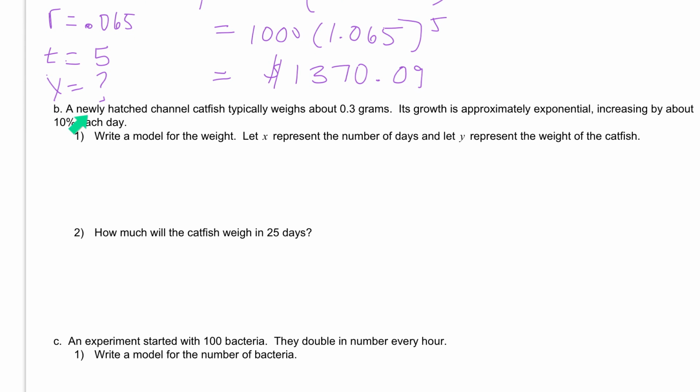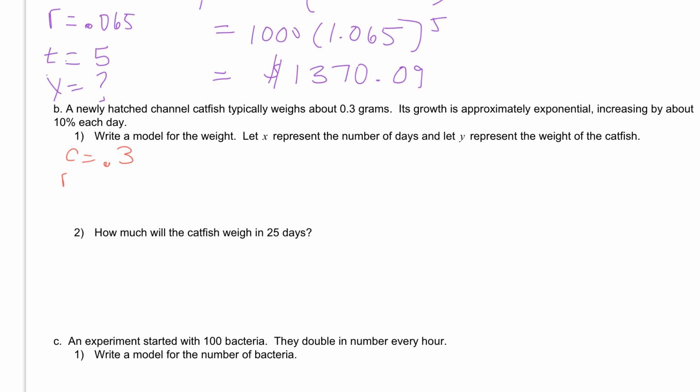Letter B says a newly hatched channel catfish typically weighs about 0.3 grams. Its growth is approximately exponential, increasing by about 10% each day. Write a model for the weight. Let X represent the number of days, and let Y represent the weight of the catfish. So, in terms of our function on the top, we have to start by labeling what we have. So we need our initial amount, which is C. So what are we starting with for our catfish? And that catfish weighs 0.3 grams to begin with. So our C value is 0.3.